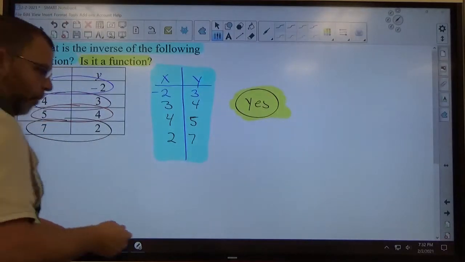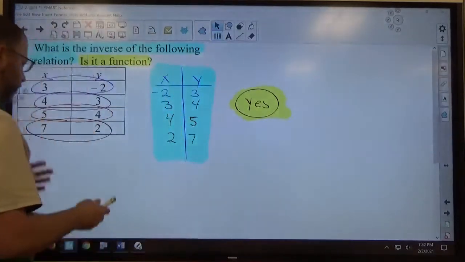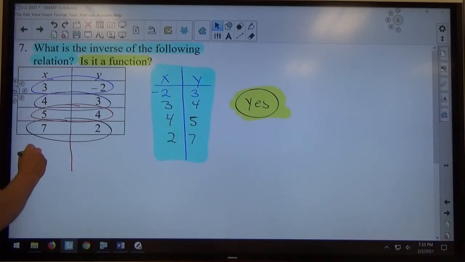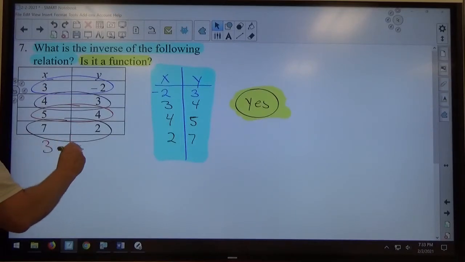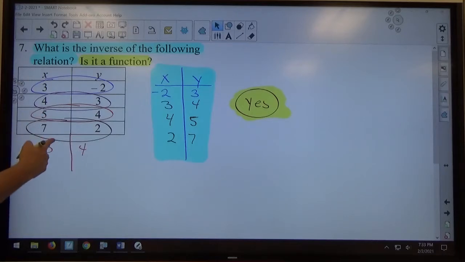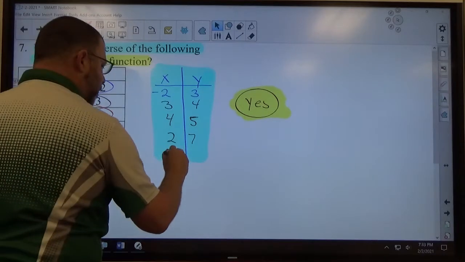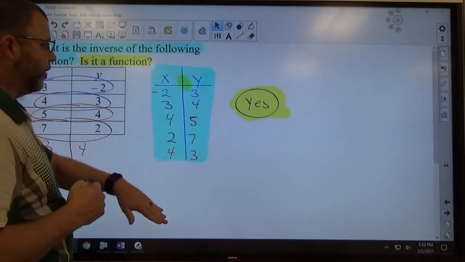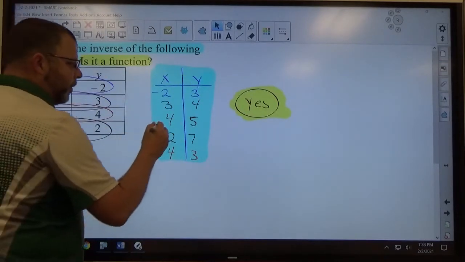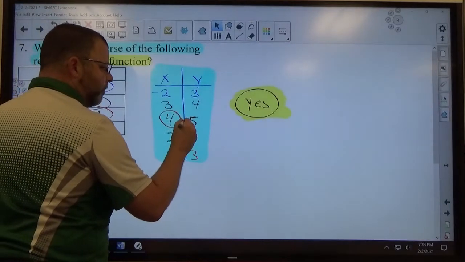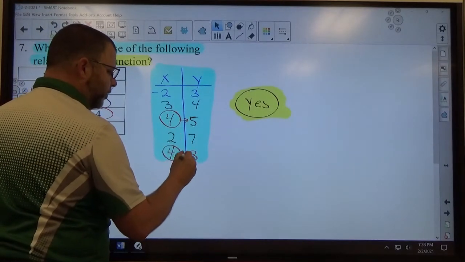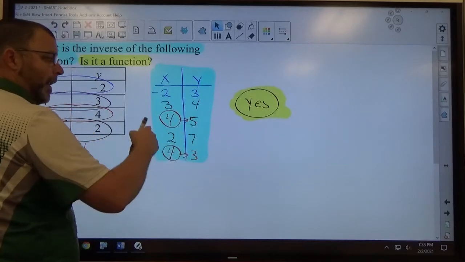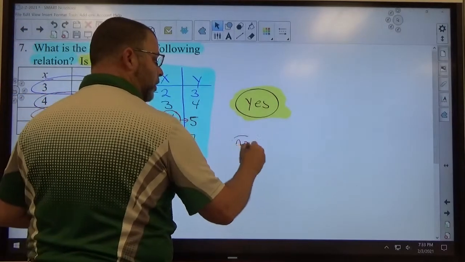Just a quick, if it weren't a function, this is what would happen. So let's just use some pretend here. Suppose there was a fifth term down here that was called 3 comma 4. If it's 3 comma 4, then the fifth term would be 4 comma 3. We'd swap them. And all of a sudden now this is the inverse. And we see that the number 4 is paired with 5. It's also paired with 3. So 4, single number x, is paired with multiple y's. Now all of a sudden it's going to be no.